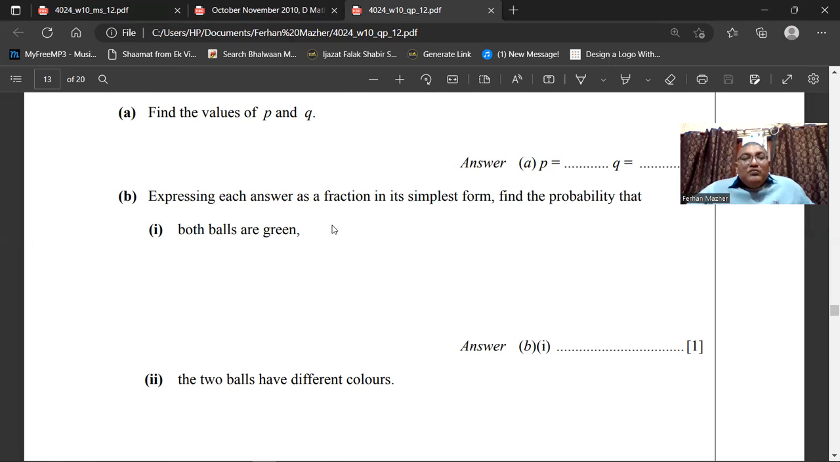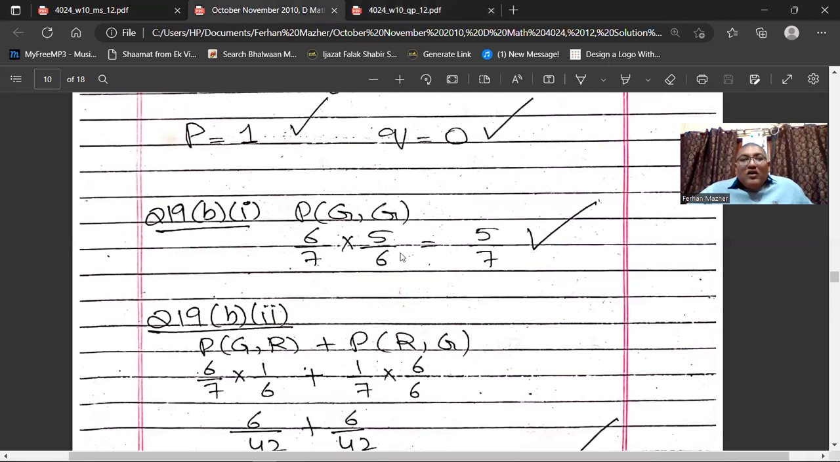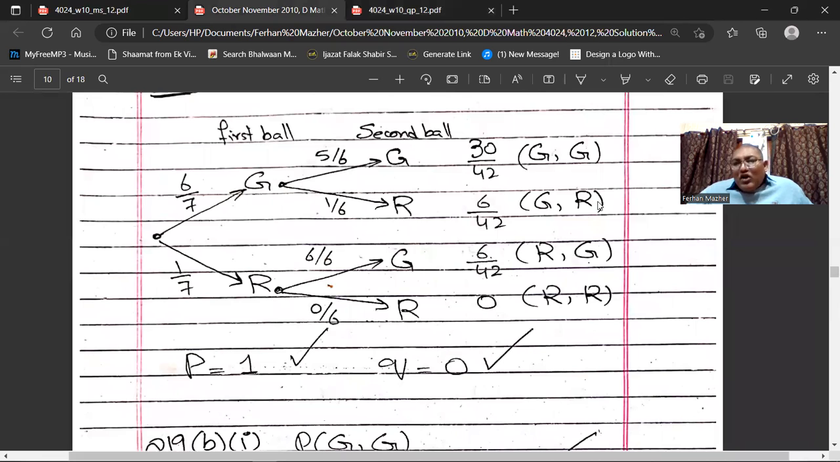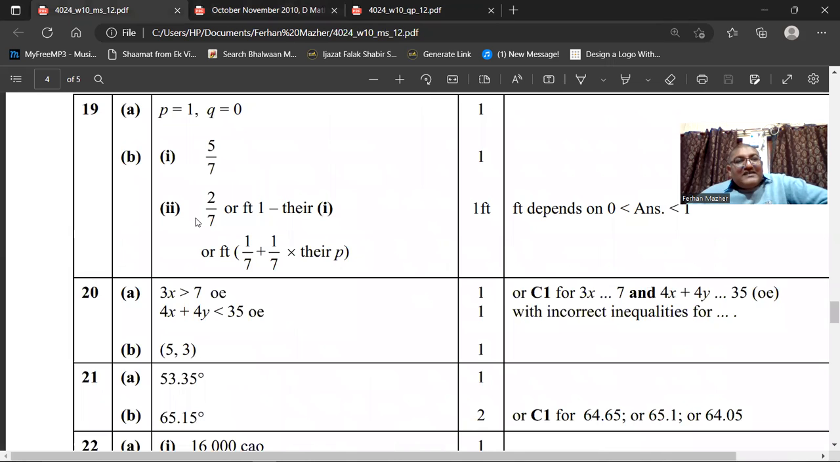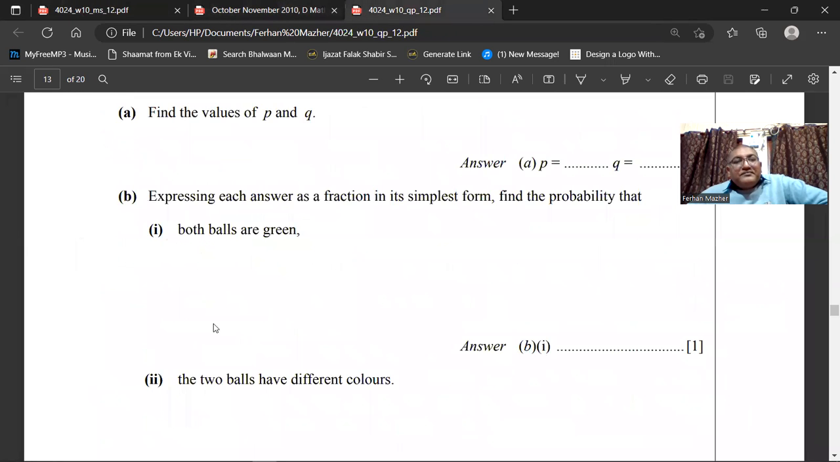Then they say the two balls have different colors. So green comma red and red comma green. So the probability of the green comma red plus the probability of the red comma green. These are two different colors. So it will be 6 by 7 multiply 1 by 6 plus 1 by 7 multiply 6 by 6. So it will be 6 by 42 plus 6 by 42, and that will be 12 by 42. That will be 6 by 21. That will be 2 by 7. So 2 by 7 is my answer. 2 by 7 is the right answer, sir.